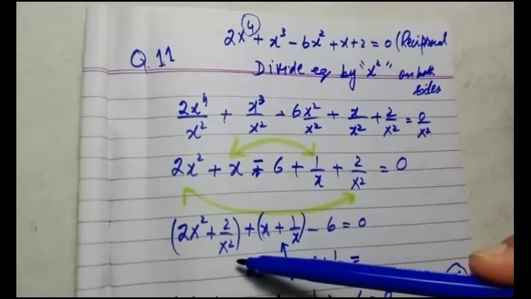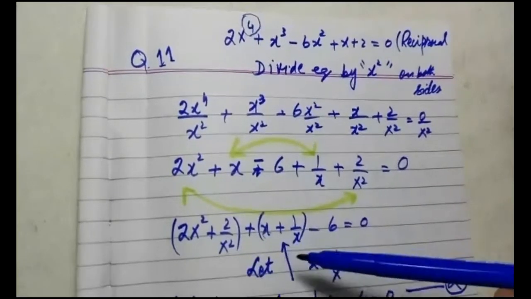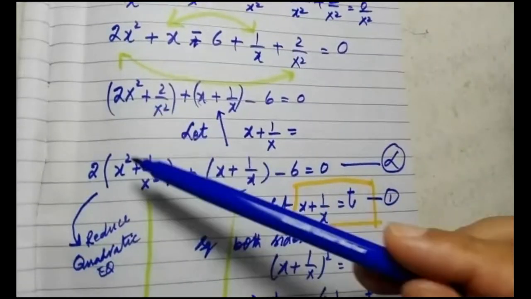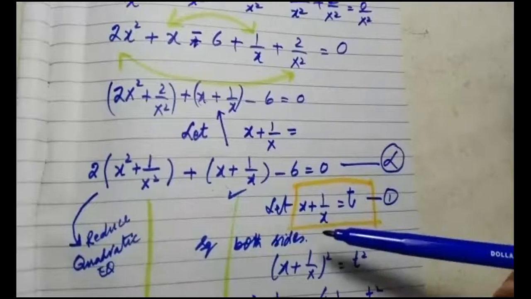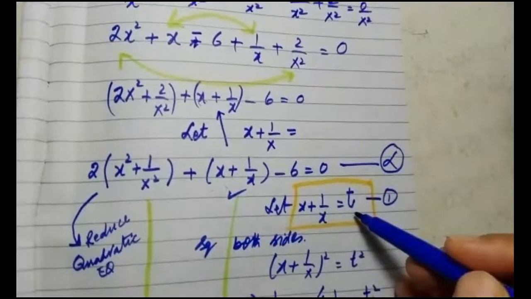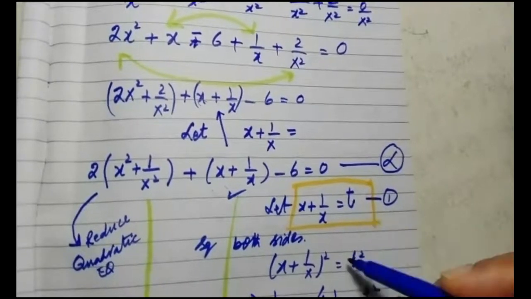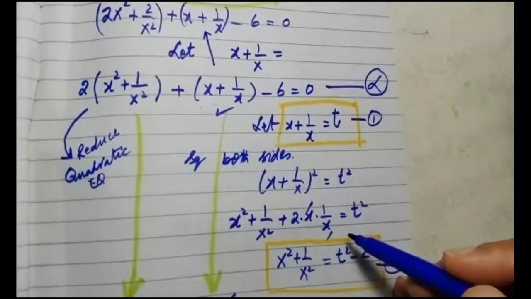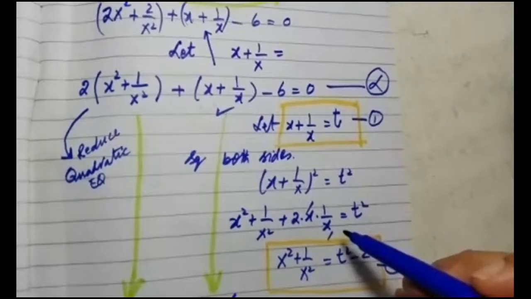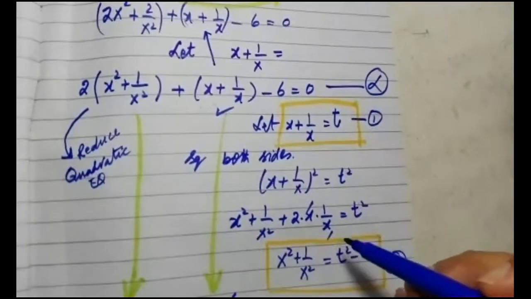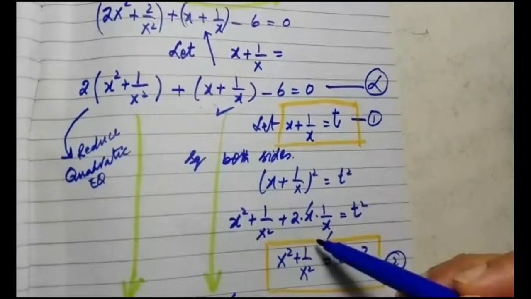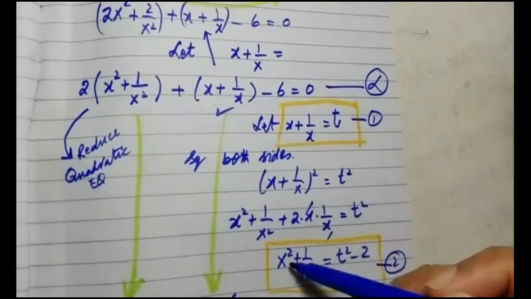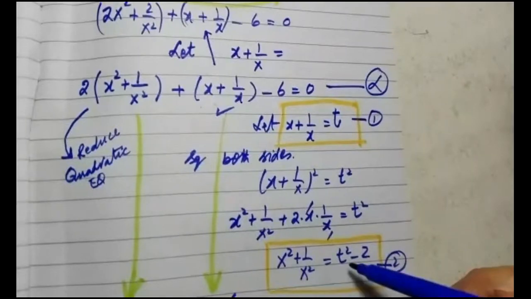So first this arrangement is done, then you will go for the substitution. I have taken 2 common from first term, and then I have started the substitution. So x plus 1 over x equals to t, and then you will take the square on both sides. Once you will take the square on both sides, what will happen? X square plus 1 over x square, by scaling again, so t square minus 2, it will become x square plus 1 over x square. So t square minus 2 will be the simplified value for x square plus 1 over x square.